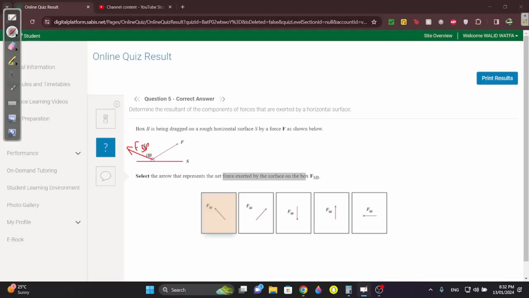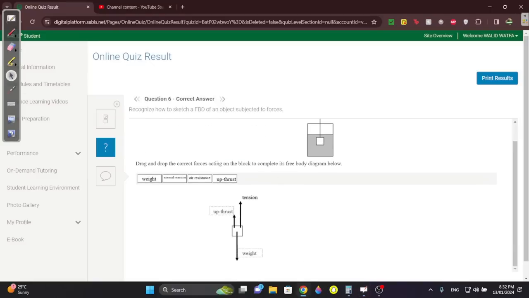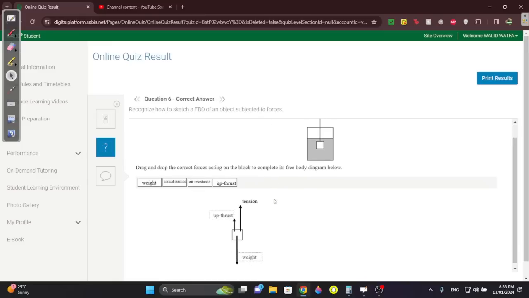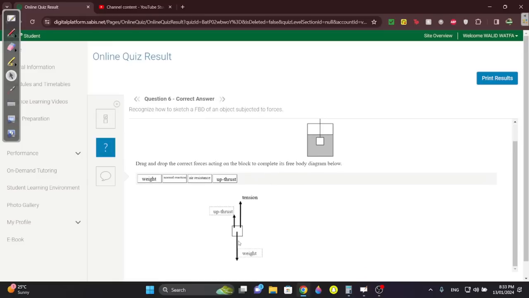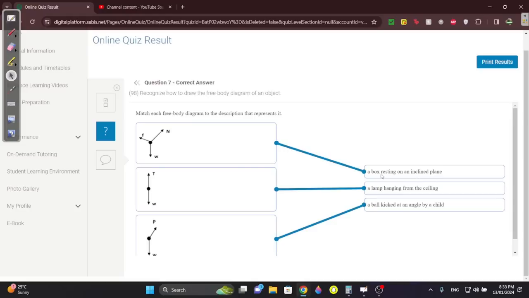A block is immersed into water and it's held at rest by a cord. What are the forces? Whenever an object is immersed into water, there's going to be upthrust. That's something you always have. And since it's held by a cord, which is a rope, there's going to be tension. And weight will always be pulling everything downwards. These are the three forces: tension because it's a rope, upthrust because it's in the water, and weight because every object on earth is subject to weight. This one was in the AMS.